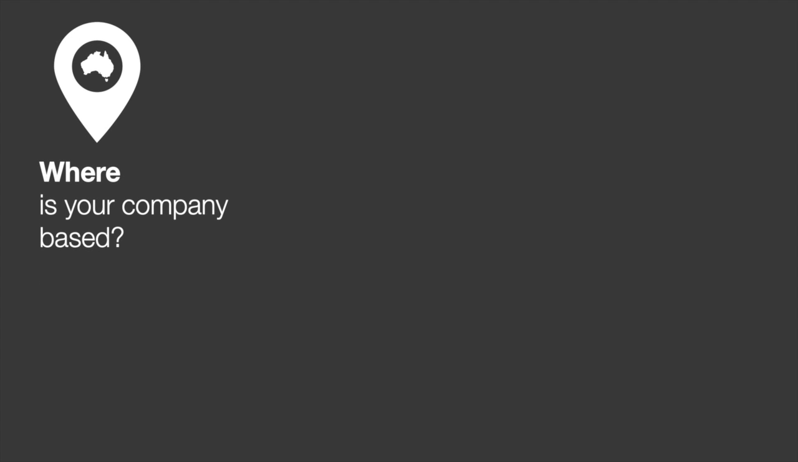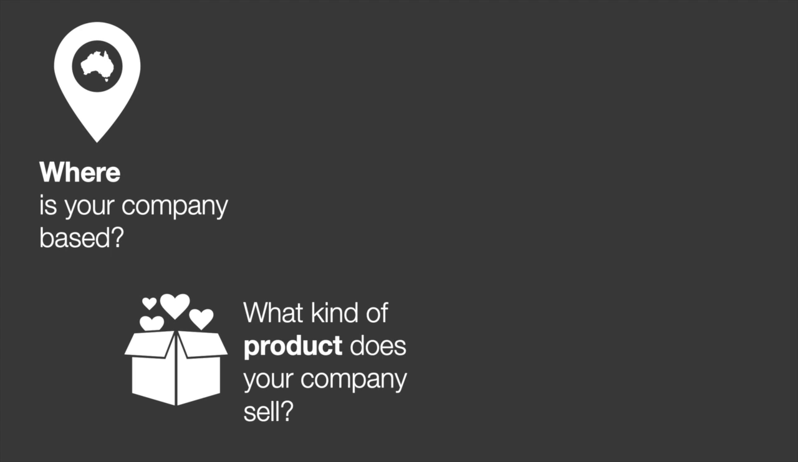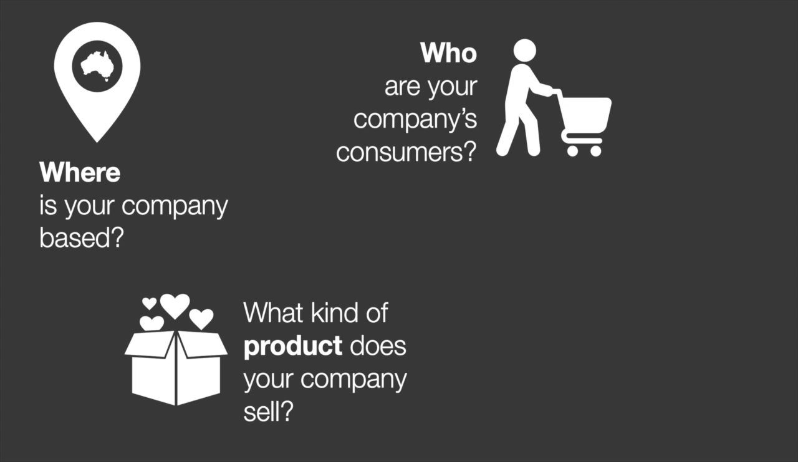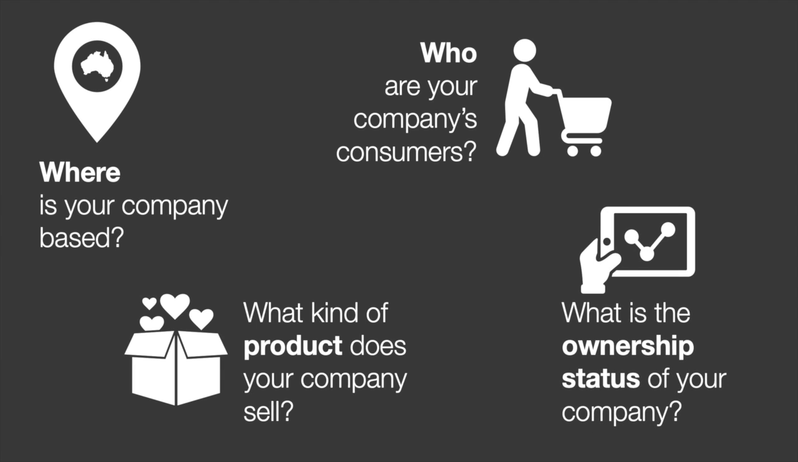When you're doing research into a business, it's really important that you understand a few pieces of information before you start searching. Your case study will usually specify a particular company that you need to look at. You'll need to know where that company is based, whether it's an Australian company or an international company. You need to know what kind of product your company sells. It helps to know who your company's consumers are, and also the ownership status of the company.